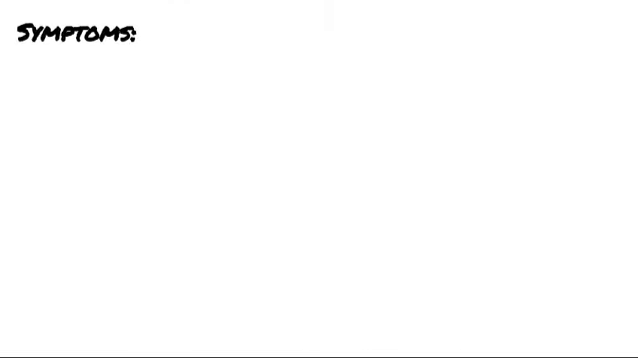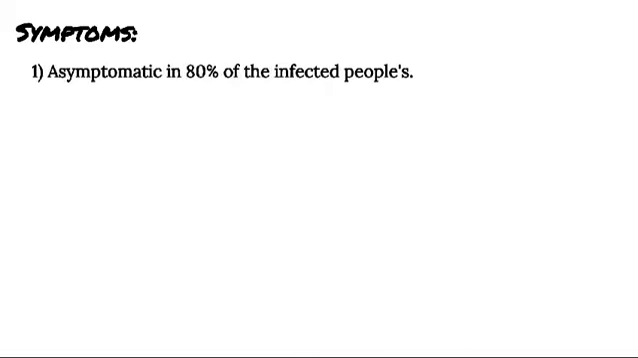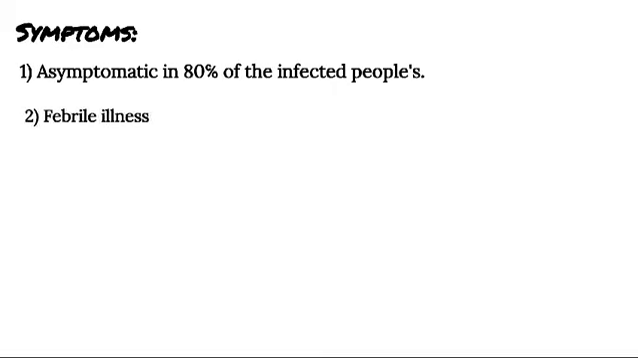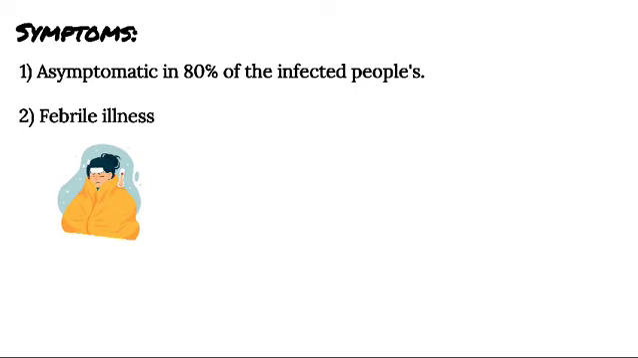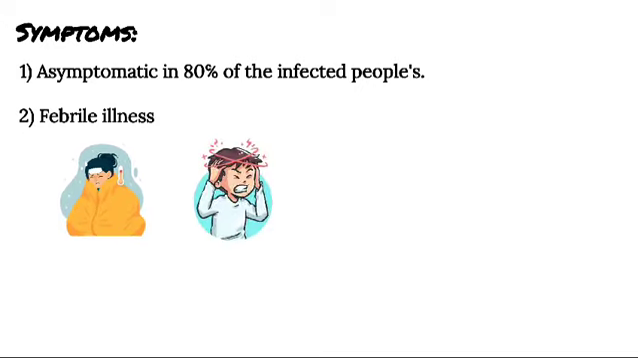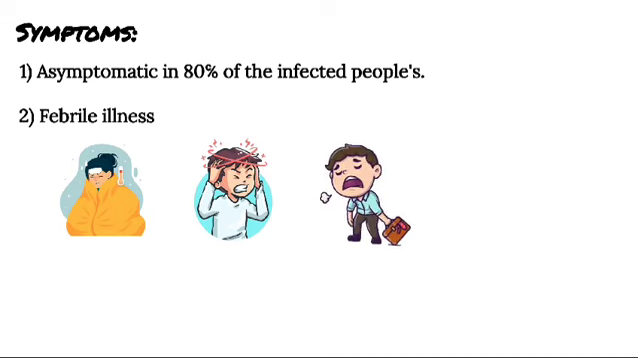What are the symptoms of West Nile fever? The disease is asymptomatic in 80% of the infected people. Febrile illness. About 1 in 5 people who are infected develop a fever with other symptoms such as headache, body aches, joint pains, vomiting, diarrhea, or rash. Fatigue and weakness can last for weeks or months.